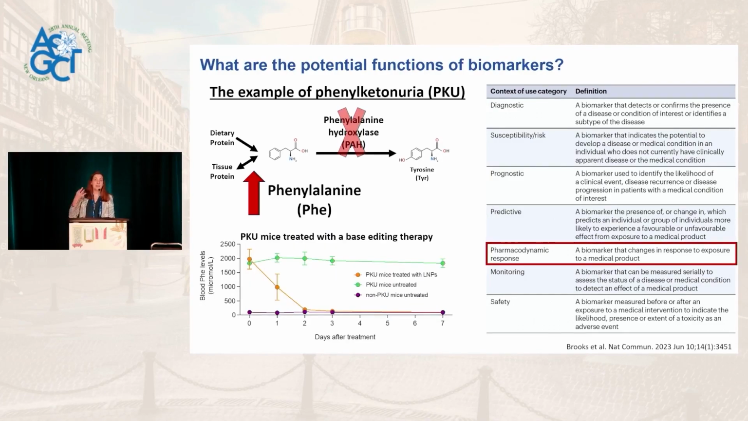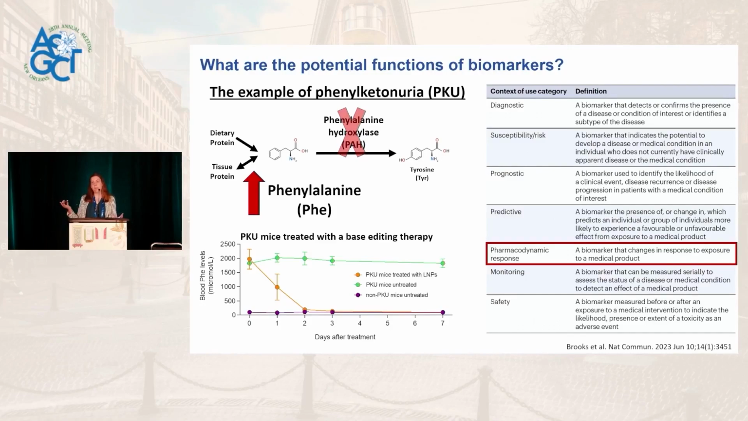But it can do even more than that. It also can show a pharmacodynamic response. So what we mean by this is that the biomarker can change in response to some sort of intervention or medical product. So here's just some data from our preclinical work that we do on PKU, where we have mice that have very high phenylalanine levels, shown in orange and green, that have PKU, essentially.